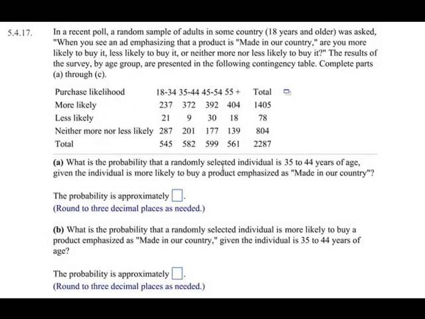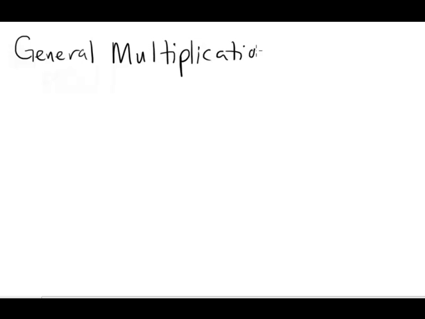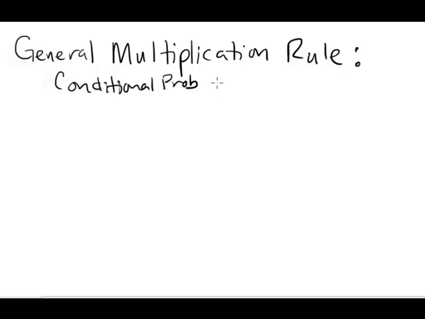But before I dig too deeply into this problem, let me show you something that we're going to need to know about. It's called the general multiplication rule. The general multiplication rule, or sometimes the same rule is called the conditional probability rule. Sometimes it has another name of conditional probability rule. Anyways, whatever you call it, whatever your book calls it.